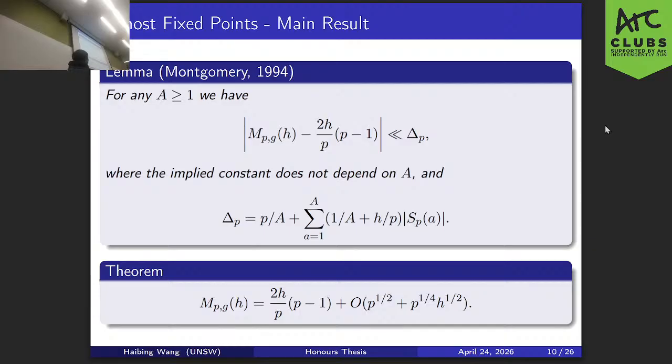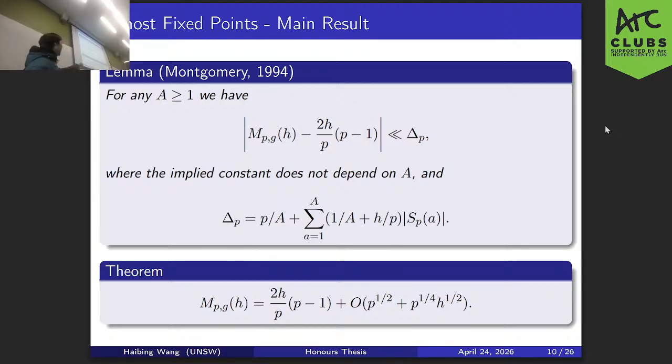So by picking A nicely in order to balance these expressions, and then also using the bound we had for SP of A from earlier, we're able to get this expression here. So what is this saying? This is saying that the thing we're trying to count is equal to the main term plus an error term of size root p times p to the quarter times h to the half.